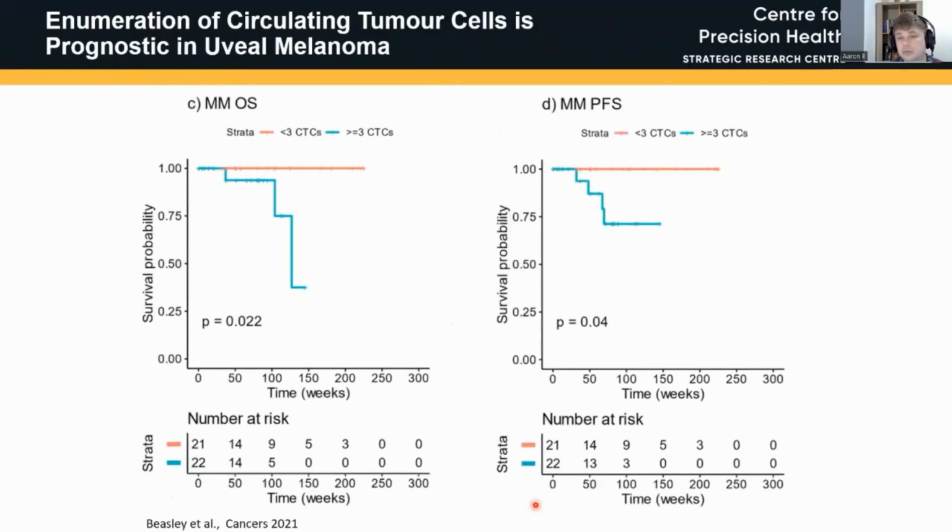And this led to one of the crucial findings of the study, in that if a patient at this time has 3 or more CTCs, they are more likely to have a significantly worse overall and progression-free survival. And this is simply just by enumerating circulating tumor cells.